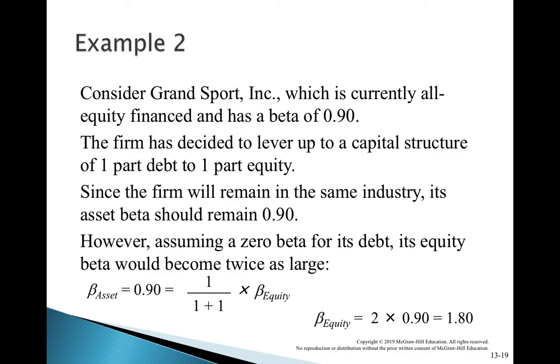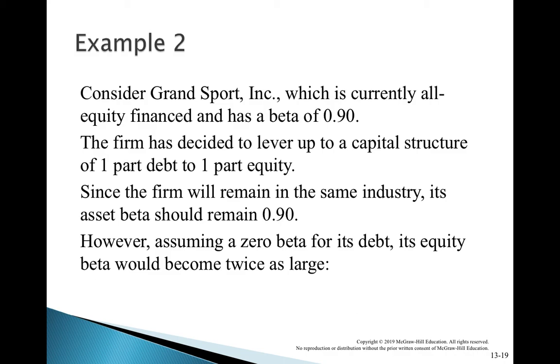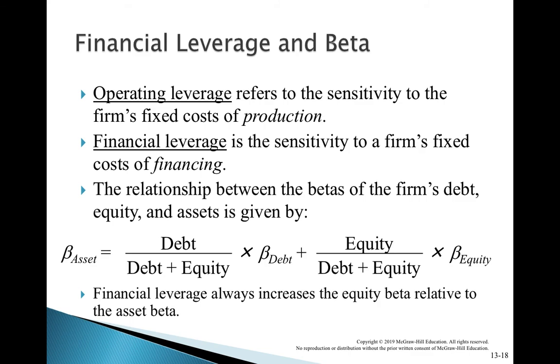You see here what happened? In the previous statement, the last sentence of slide number 18, you read: financial leverage always increases the equity beta relative to the asset beta. So once you are increasing the financial leverage, your equity beta increases in comparison to the asset beta. We have seen this in the example here.